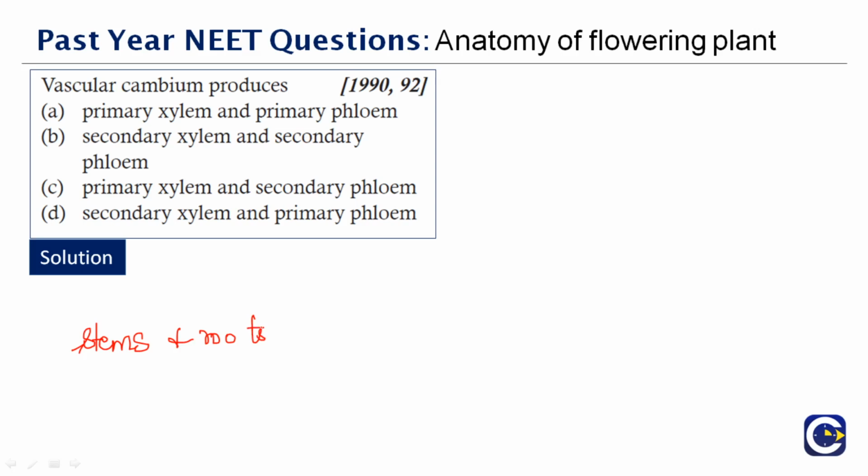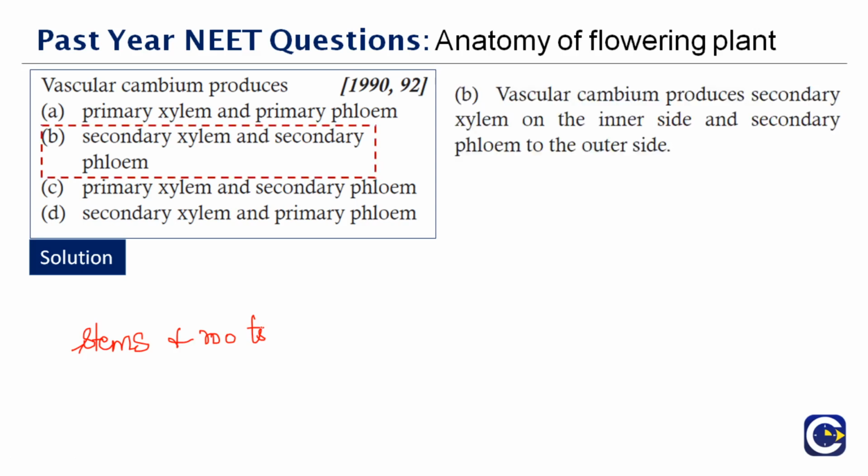Vascular cambium is the singular form and cambia is the plural form. It is located between the xylem and the phloem in the stem and roots of vascular plants, and it is the source for secondary growth, inwards and outwards. That is the main thing that it does. So vascular cambium produces, now I've given the clue as to what the answer is. The correct answer is option B, secondary xylem and secondary phloem. Therefore, the correct answer to this question is option B.